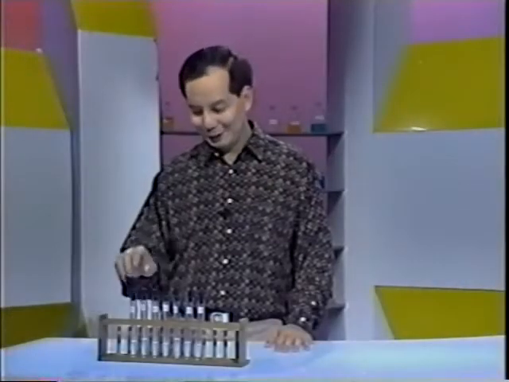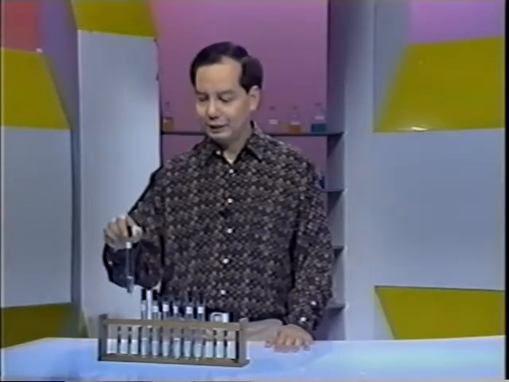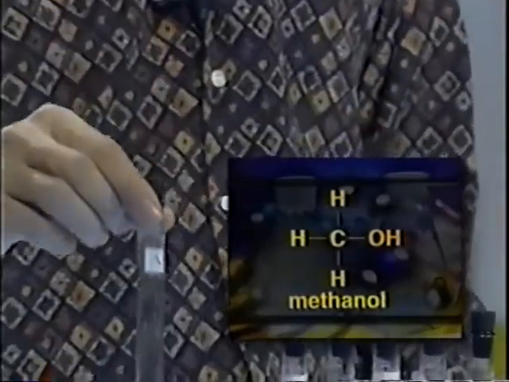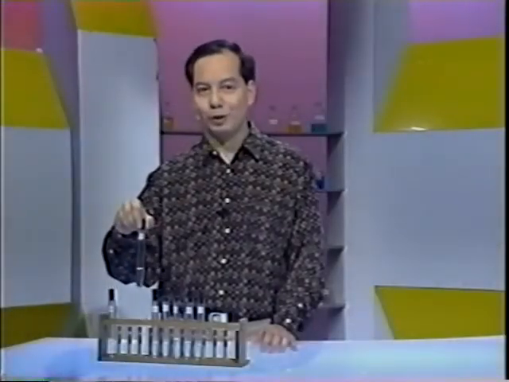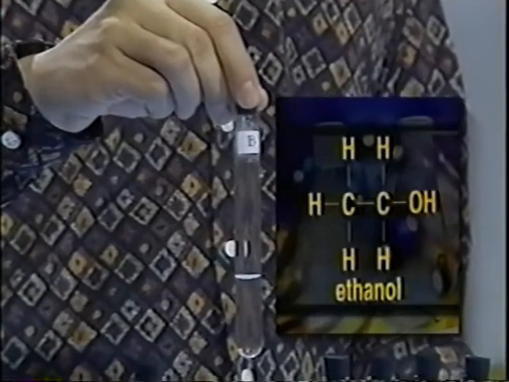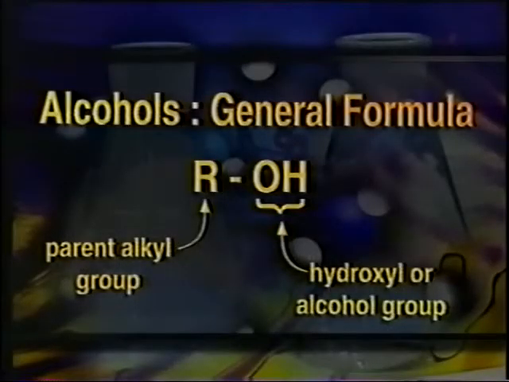Let's take the first 2 test tubes. A contains methanol or methyl alcohol. B contains ethanol or ethyl alcohol. Alcohols have the general formula ROH. R is a root or parent alkyl group. OH, the hydroxyl group, is a functional group.